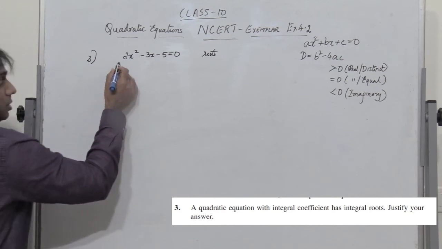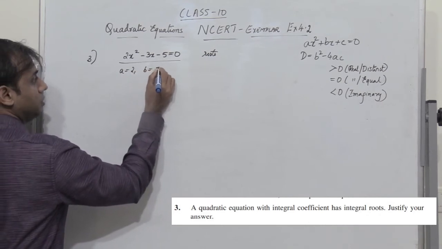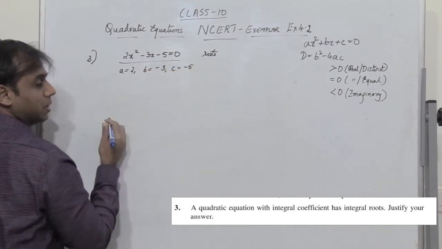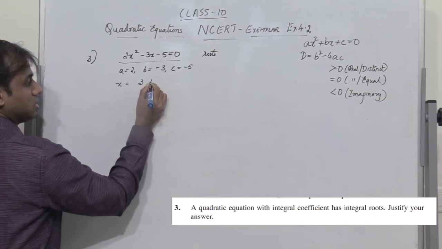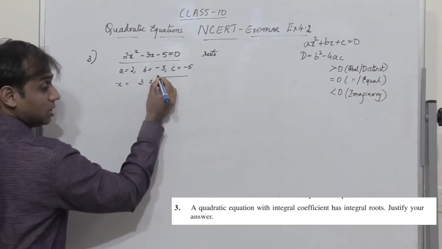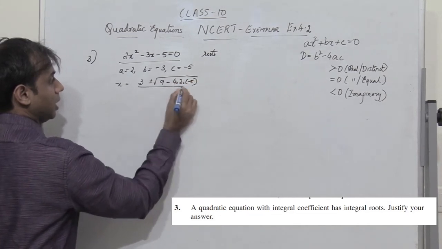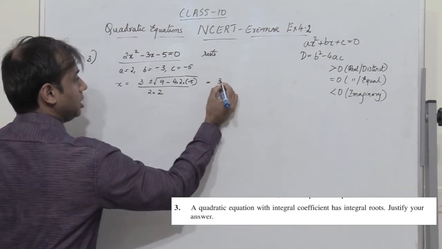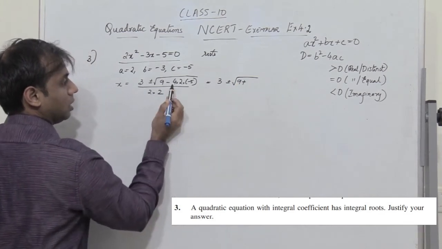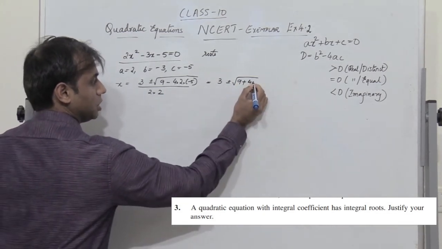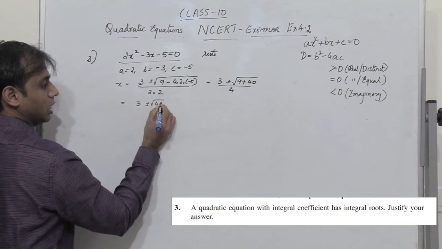So I've taken an example here. a is 2, they are all integers, b is minus 3, c equals minus 5. So let's find out the roots. You have x equals minus b, which is minus of minus 3, which is plus 3, plus or minus root of b square, minus 3 whole square is 9, minus 4 into 2 into minus 5, divided by 2 into 2. So you get 3 plus or minus root of, observe here, it is 9 plus 8 into 5, 40, divided by 4. So you get 3 plus or minus root 49 by 4.